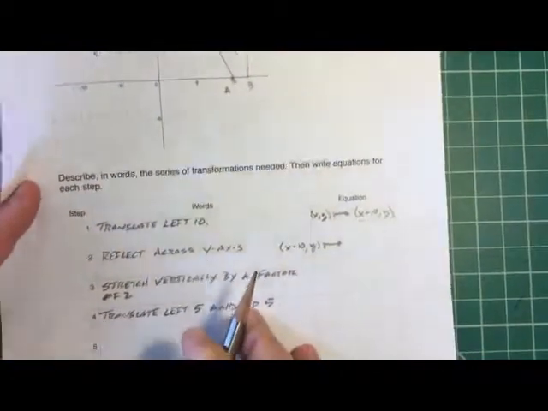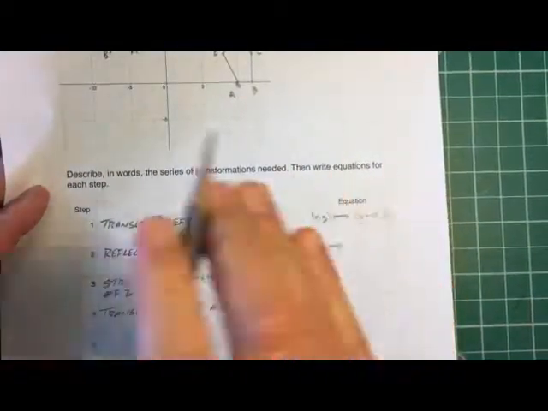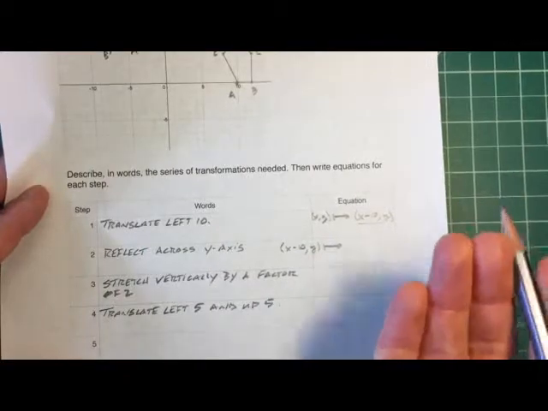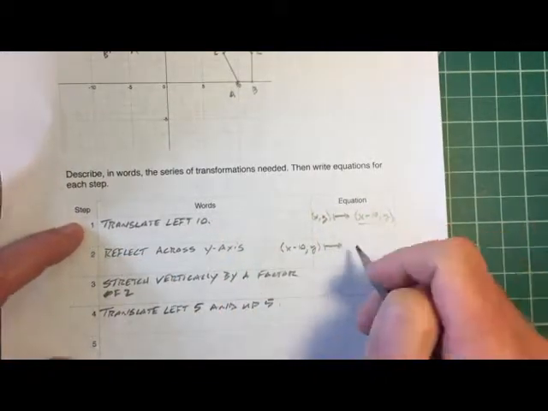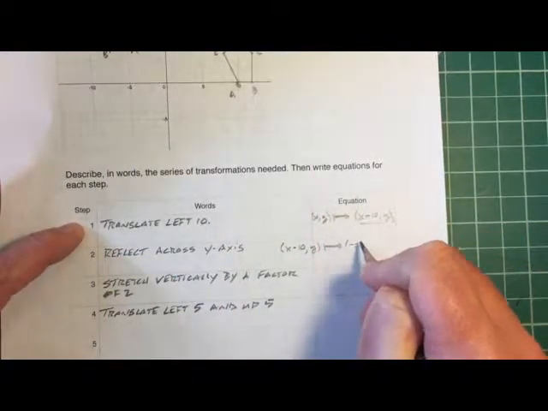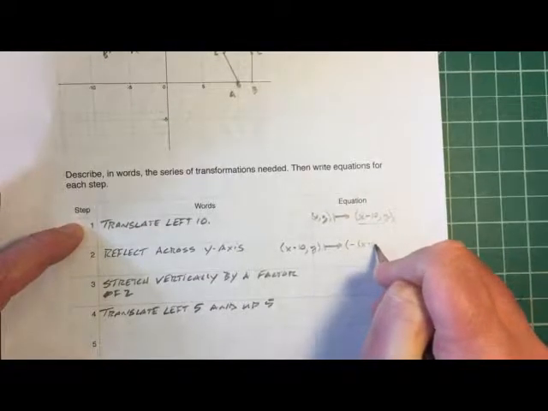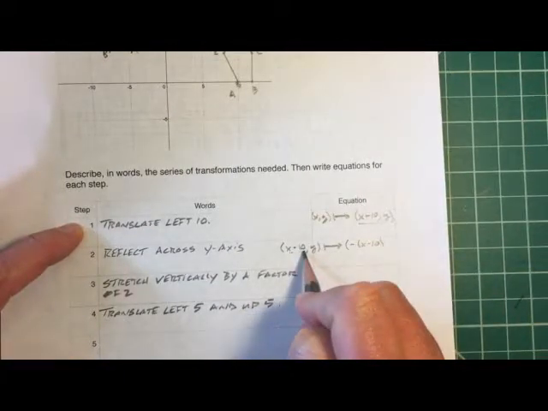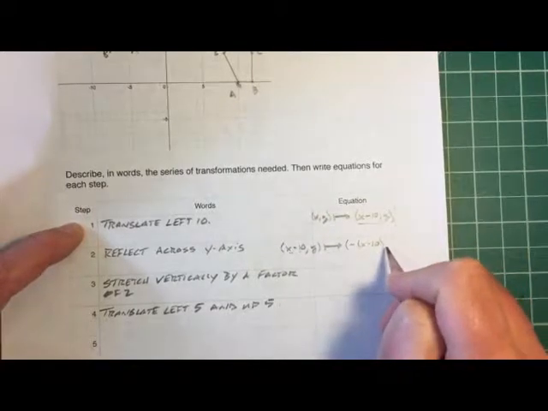And now I've got to get it to reflect across the y-axis. So when we reflect across the y-axis, we're switching the x value. The x value is the opposite of what it was before. So I can write that mathematically as: I want to take the opposite of whatever the x value was. Y didn't change.